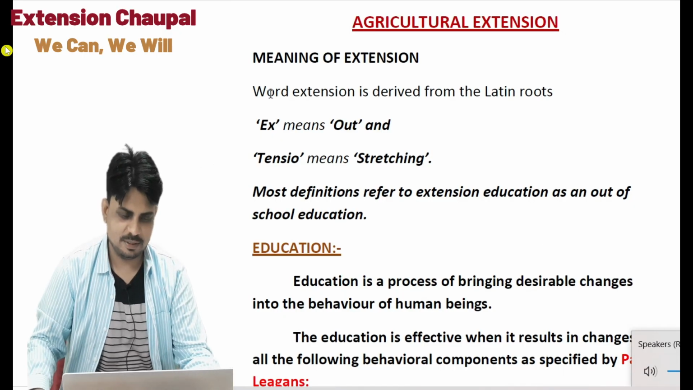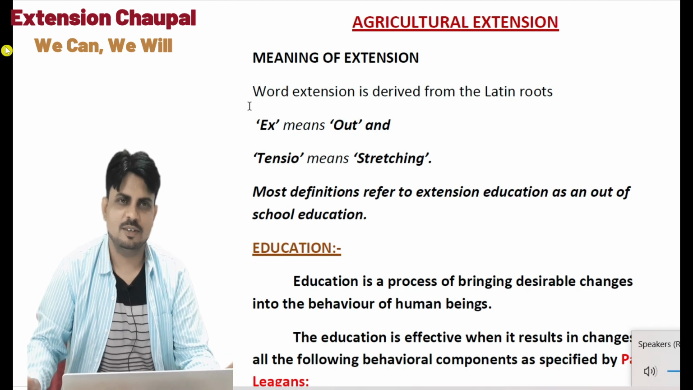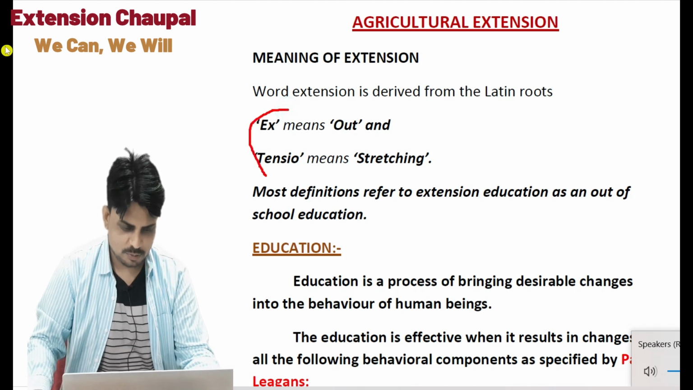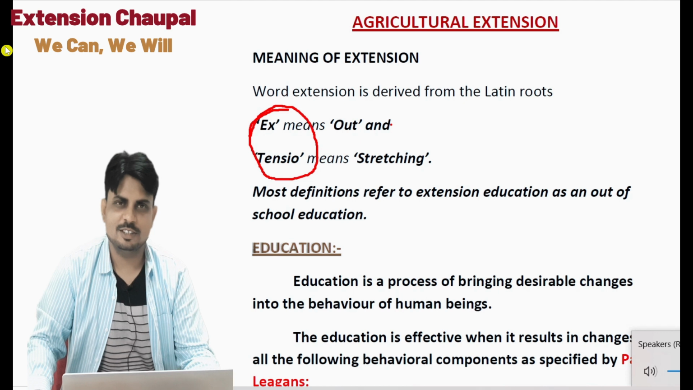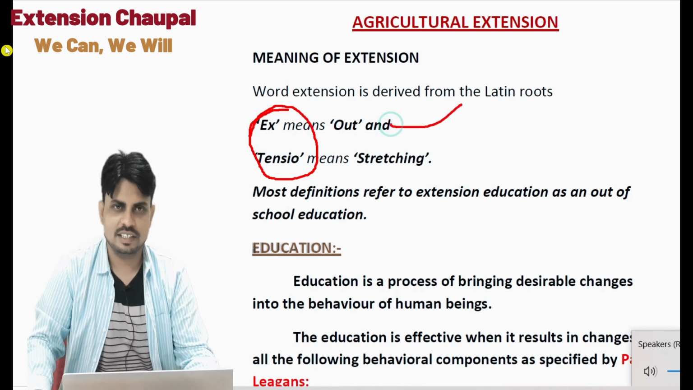Okay, we'll start with the meaning of extension. As we all know, this is a very important question from the competitive exam point of view. You should be aware that the word extension is derived from the Latin word extentio, which means out and stretching. Simply, you can say the word extension denotes stretching out. In other words, you can say dissemination of information.